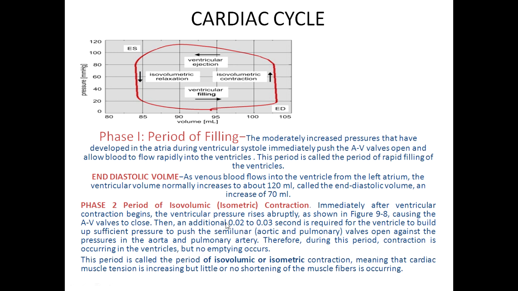Okay, so in this time of 0.02 to 0.03 second there is no flow of blood either upward or downward, either into the aorta or pulmonary artery or into the atria, but only the contraction is occurring. So it is called isometric contraction or isovolumic contraction. Here the volume of the blood is not changing, but only the contraction is occurring. As there is no change in the volume of the blood, only the contraction, it is called the period of isovolumic contraction.